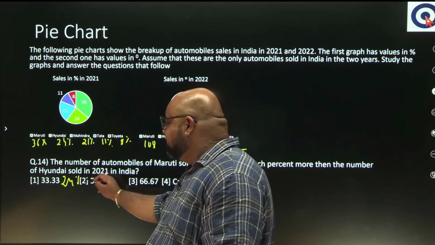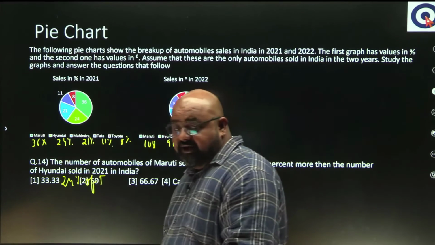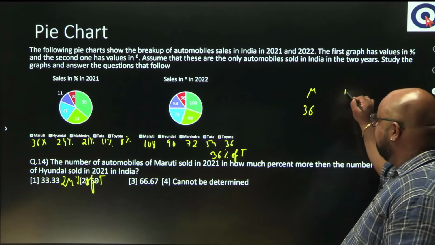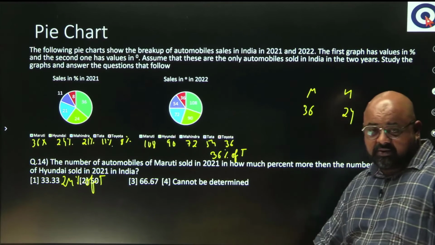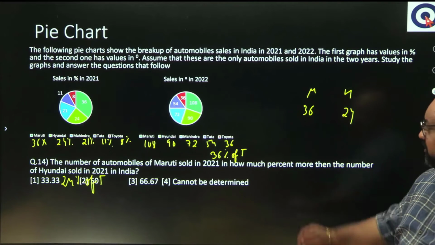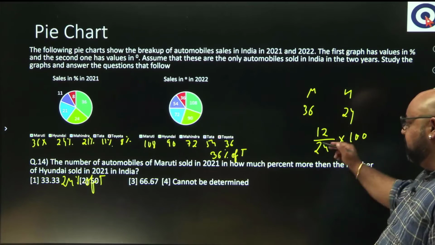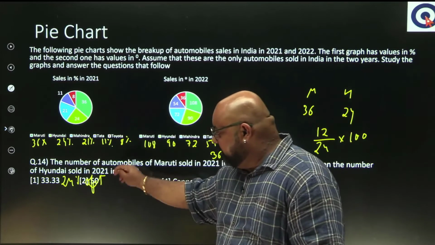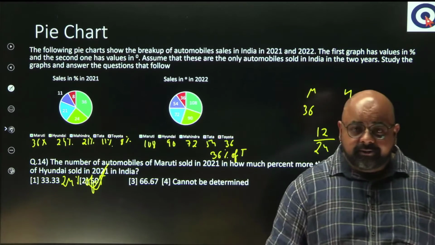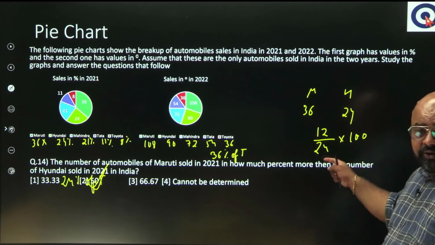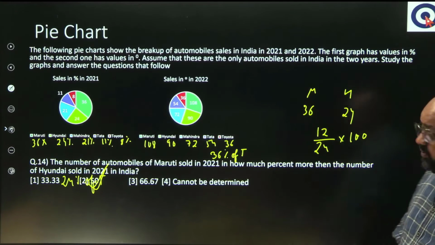Suppose the total is 100. That means 36 Maruti cars are sold, and Hyundai is 24 cars sold. How much is 36 more than 24? A difference of 12 on a base of 24, which is 1/2 or 50%, right? Whatever total you take, it will cancel out the moment you divide. So take a total which is easiest to calculate.